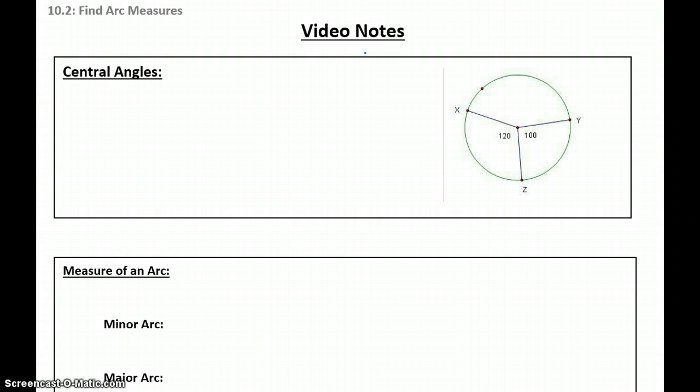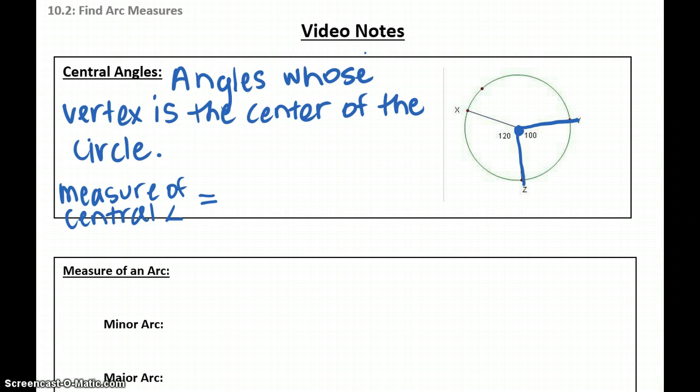If you notice over here on the picture, I'm going to highlight this 100-degree angle. Where the rays of the angle meet is called the vertex, and the vertex is located in the center of the circle. So the definition of a central angle is the angles whose vertex is the center of the circle. This central angle also intercepts the circle. Now it intercepts the circle right here where these rays extend outward. So this distance here is the intercepted arc.